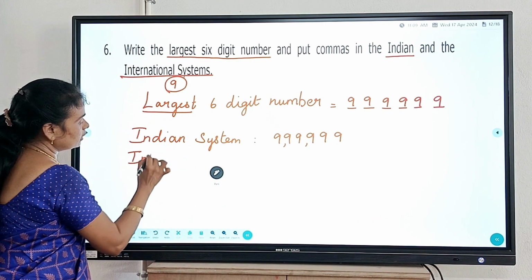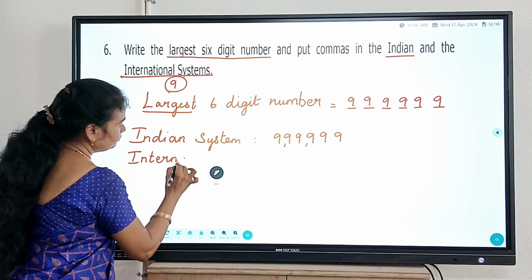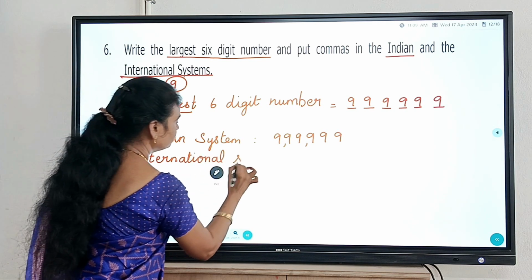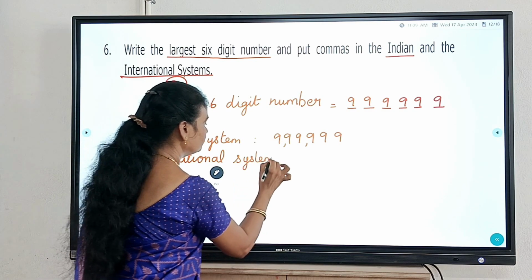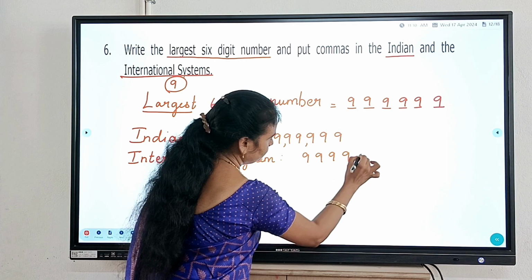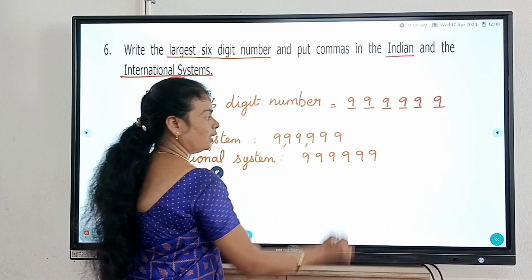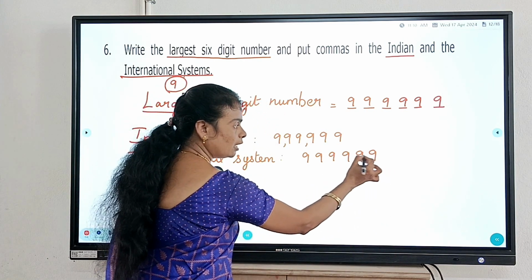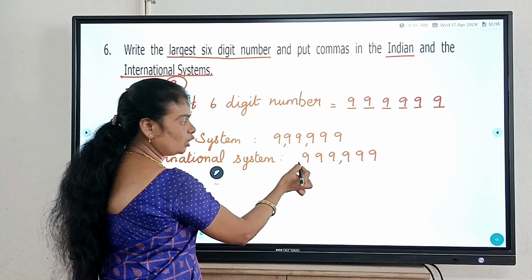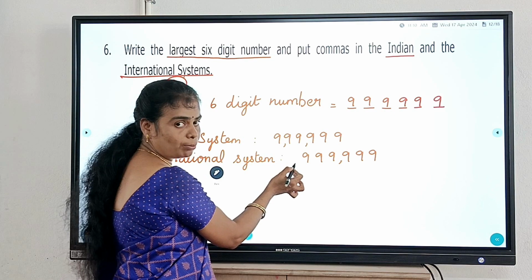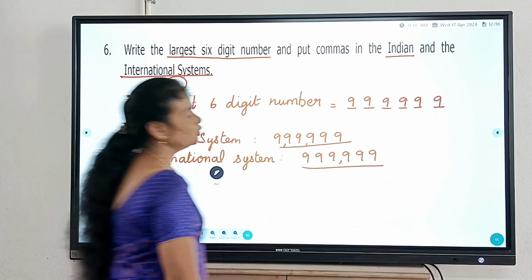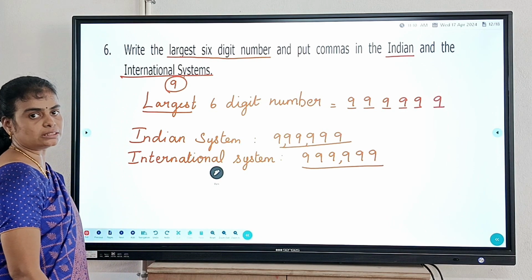And the next one is the international system. Again, write the same number. And in the international system, after 3 digits, place a comma. Then again after 3, you have to place a comma, but there is no number in front, so you can leave it off. In the same way, this will be the final answer for this sum.